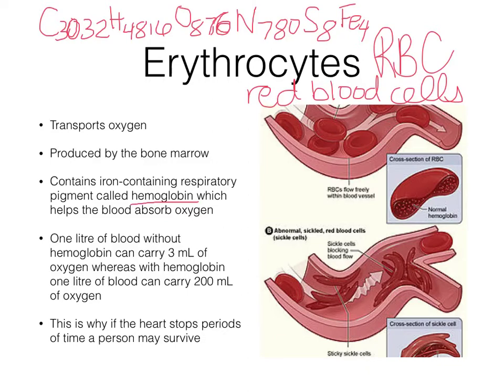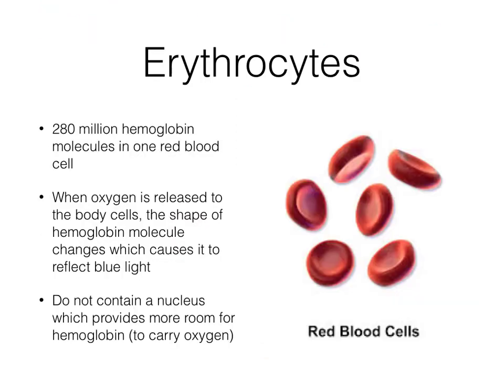1 liter of blood without hemoglobin can carry 3 mL of oxygen, whereas with hemoglobin, 1 liter of blood can carry 200 milliliters of oxygen. This is why, if the heart stops for periods of time, a person may survive. Red blood cells. There are approximately 280 million hemoglobin molecules in one red blood cell.